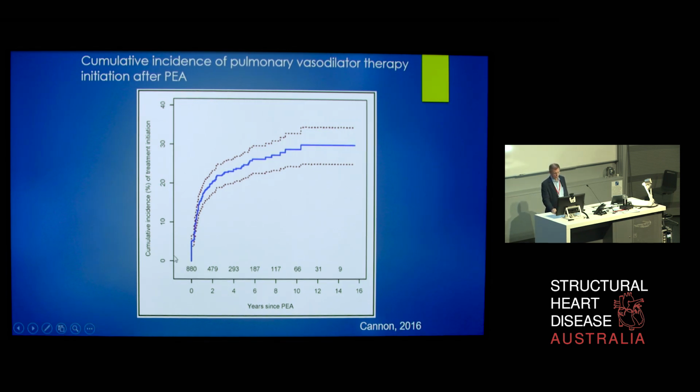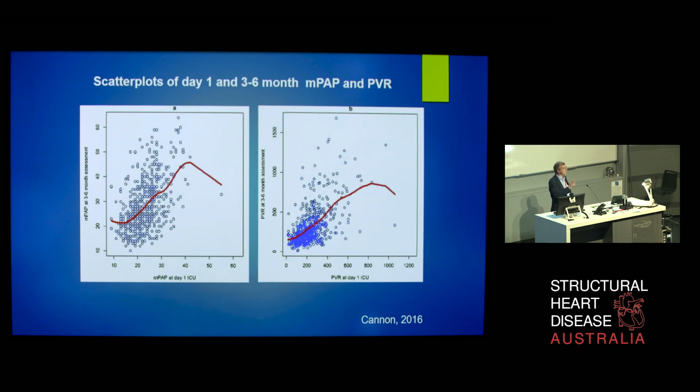So this is the cumulative incidence of initiating pulmonary vasodilator therapy. So by 16 years after the operation, about 30% of patients have restarted or started for the first time pulmonary vasodilator therapy. So when do you make the decision, though, to start pulmonary vasodilator therapy? Is it straight after the operation, before the patient leaves the hospital? Well, we've got good data on that.